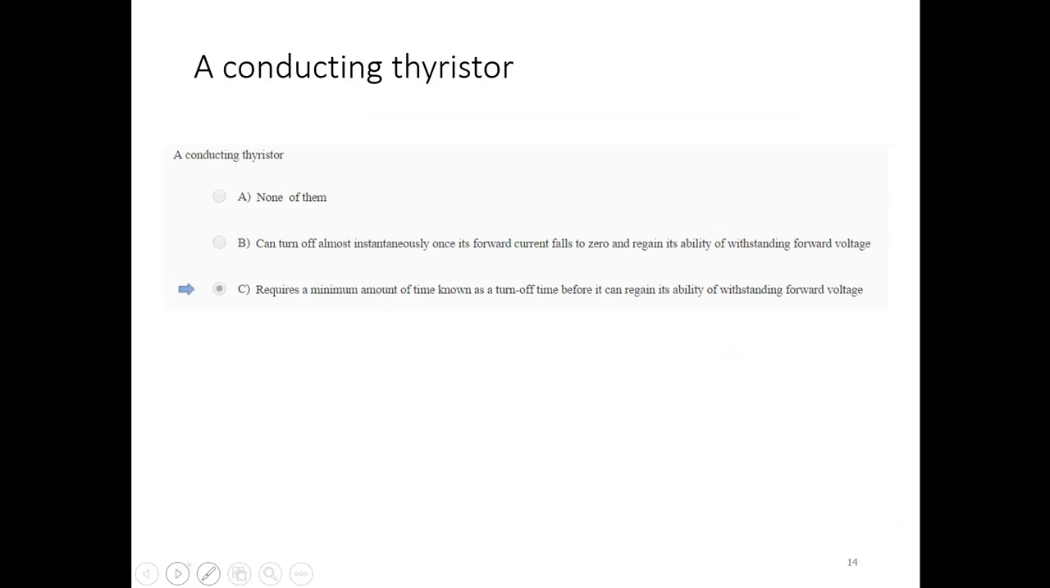The conducting thyristor requires a minimum amount of time, known as the turn-off time, before it can regain the ability to withstand voltage. What does it mean? Once a thyristor is on, and then you reduce the current, once the thyristor was conducting, reduce the current to 0. This is the anode current of the thyristor.